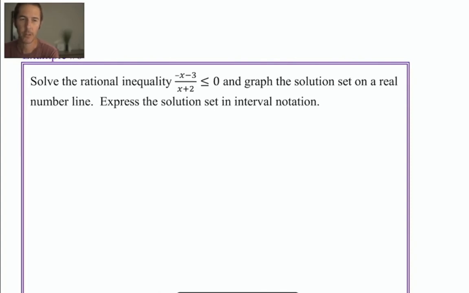and then we'll go through the same process of selecting test values and plugging them back into the original inequality. So here's our inequality, and how am I supposed to find x values that make negative x minus 3 over x plus 2 equal to 0?